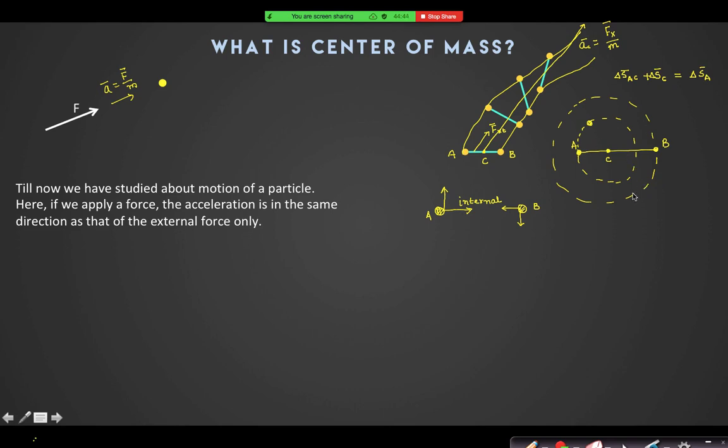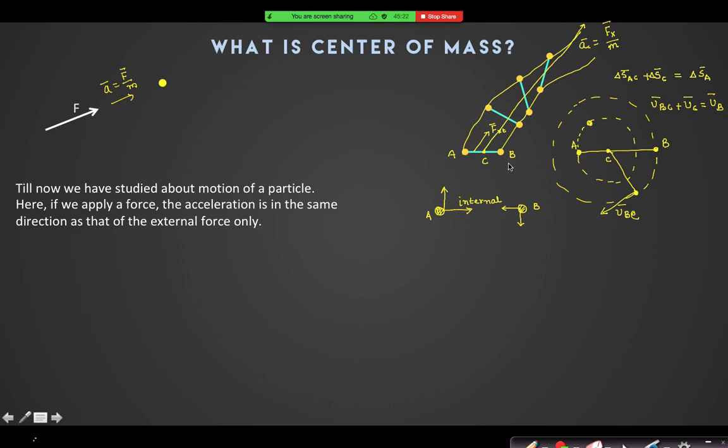If after some time t, I know the velocity of point B with respect to center of mass, then if I add to it the velocity of center of mass, can I find the velocity of B with respect to ground? So actually I can find the position, velocity, acceleration, whatever you ask, for all the points that are lying inside the body.